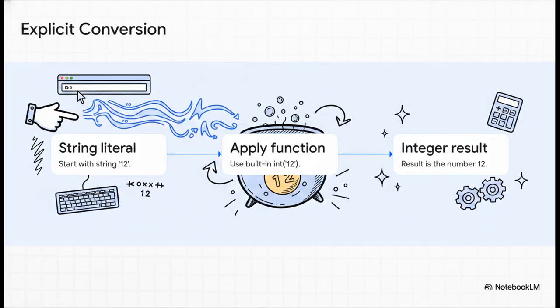Let's walk through exactly what that looks like. Imagine you have a user typing their age into a form on your website. When that comes into Python, it's just a string literal. Literally just the text characters 1 and 2. Well, you can't do math on text, so you melt it down using the built-in int function. You pass the string in, and Python casts it into a usable mathematical integer. Voila! Now Python sees the actual number 12, and you can calculate whatever you need to.